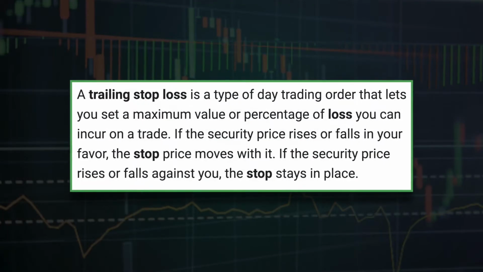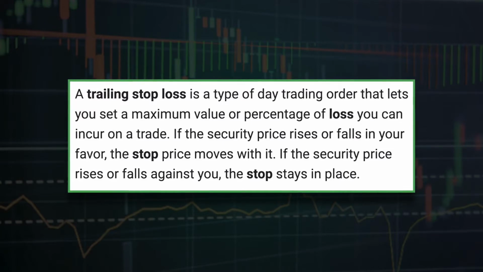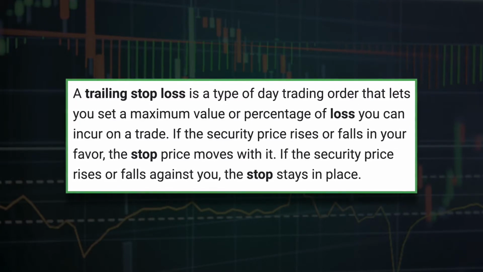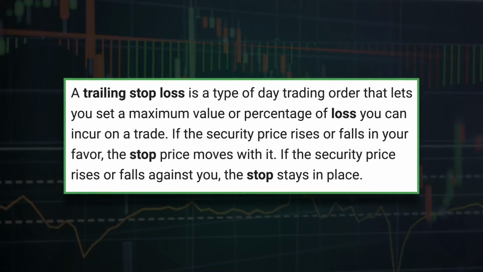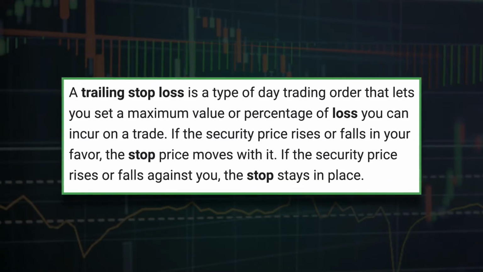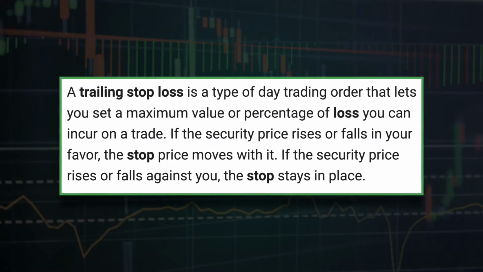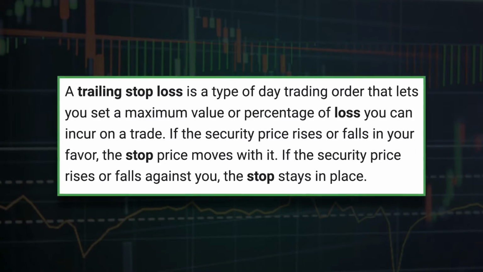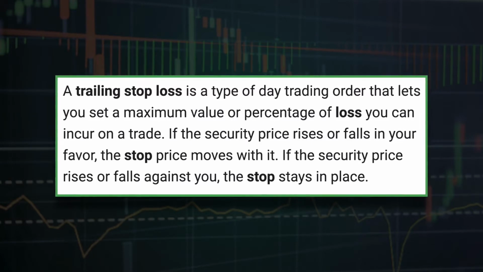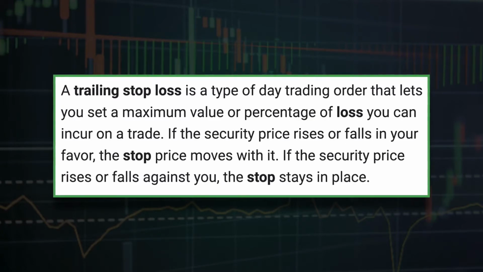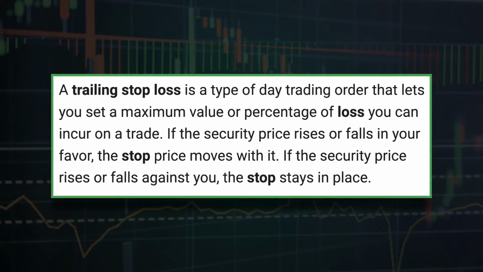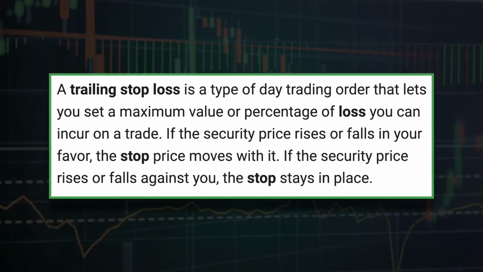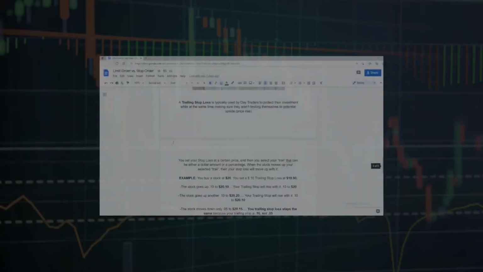A trailing stop loss is typically used by day traders to protect their investment, while at the same time making sure they are not limiting themselves to potential upside or price rise. So you set your stop loss at a certain price and then you select your trail. This can be either a dollar amount or a percentage. When the stock moves up your selected trail, well then your stop loss will move up with it. Let's go ahead and go over an example because I know this can be confusing. Again, we're going to go to the handout.